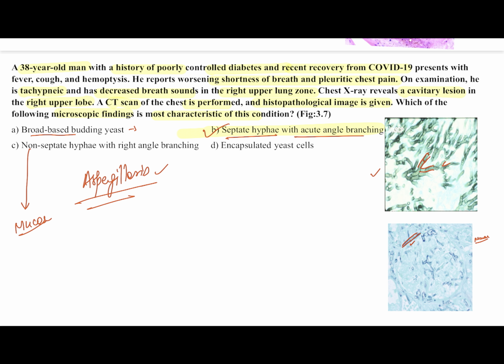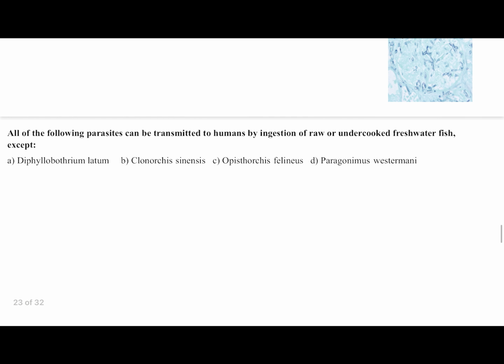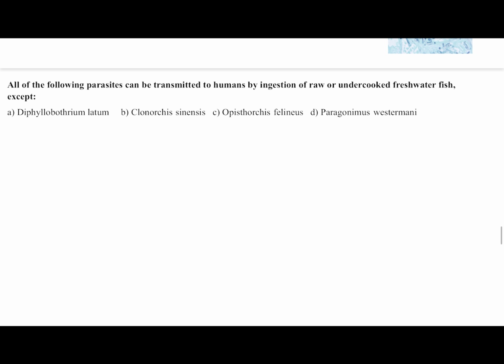If they have not given me the image, then it can be confusing. But even then, if it is a mucor case, they will give me some clues like black eschar, orbit involved, all those, then it will be mucor. So here the correct answer will be septate hyphae.